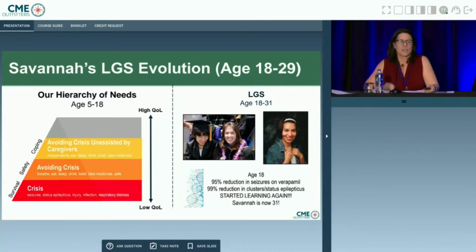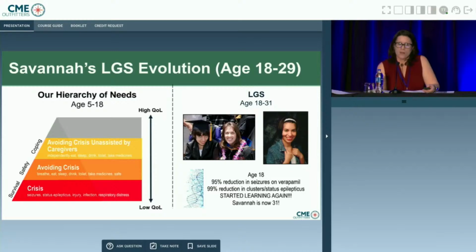And when Savannah was 18 years old, we actually found her cause, and we found a medicine that dropped her seizures by 95%. And this went on for 12 years, and she started to learn again. She stopped going into status all the time. And so we graduated to the yellow level there, which is coping mode. Is she avoiding crisis unassisted by caregivers? And still at 31, even though she would be considered an LGS success story with such an incredible medication that helped her, an off-label med used for calcium channels to block them, she still doesn't do anything independently because of the years of seizures.